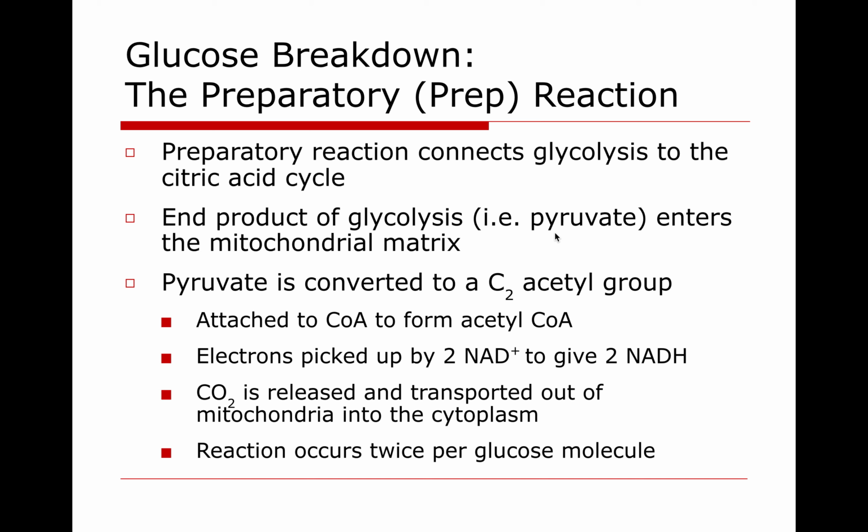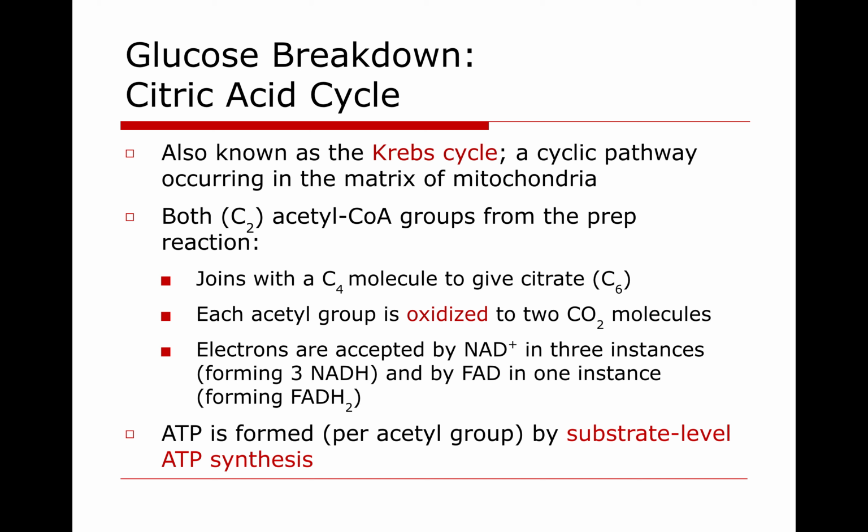We're not going to go over the preparatory reaction just because it's an extra step that you can dive super deep into, and we're not going to dive that deep. So skip on over to the citric acid cycle. You can also call the citric acid cycle the Krebs cycle. So guess who discovered it? Well, Mr. Krebs or Dr. Krebs. It's a cyclic pathway, so it means it just goes over and over and over and over, okay? And it occurs in the matrix.